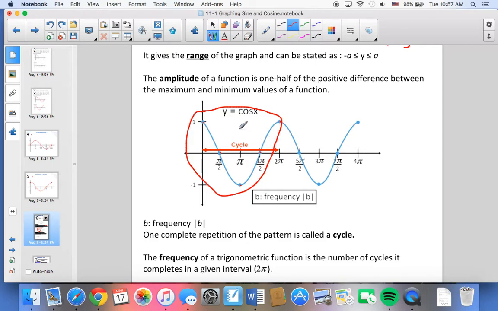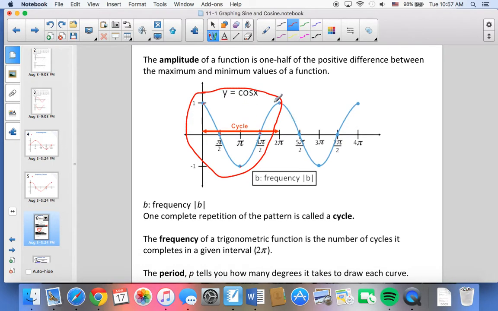So here's one cycle. Here's my cosine graph. So this frequency is 1. I see one cycle from 0 to 2 pi. The frequency can change. Sometimes it's 2, sometimes it's half. And as we go on in the further days, we'll do practice with that.